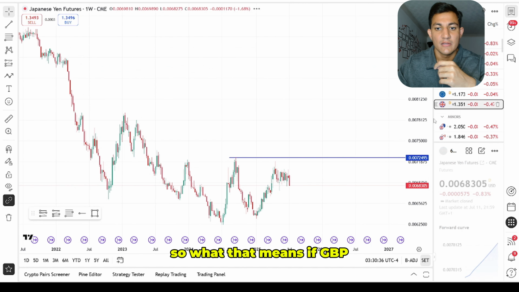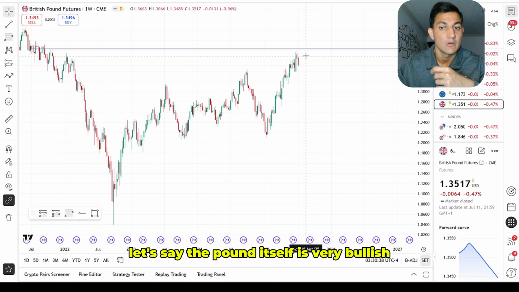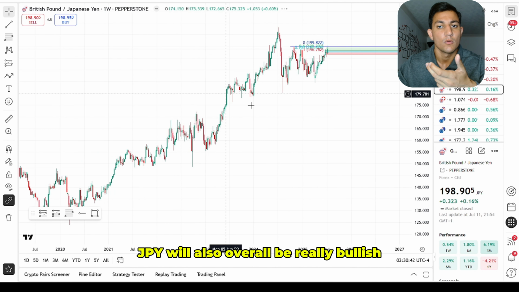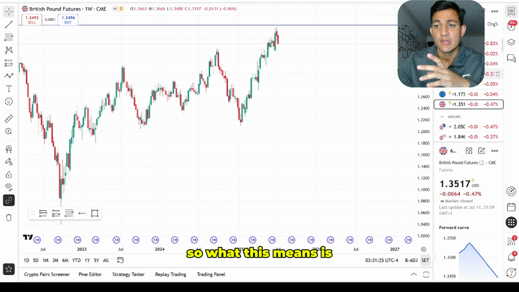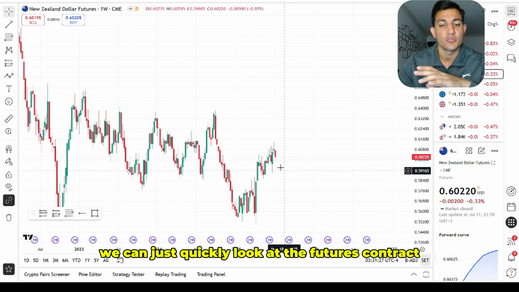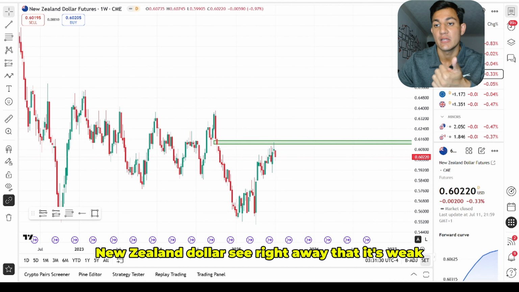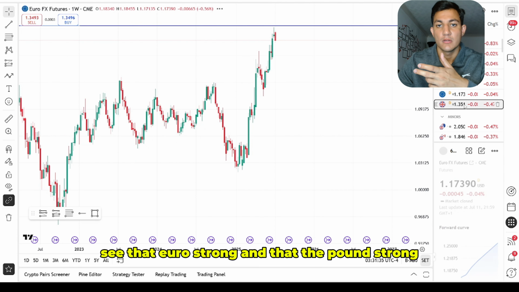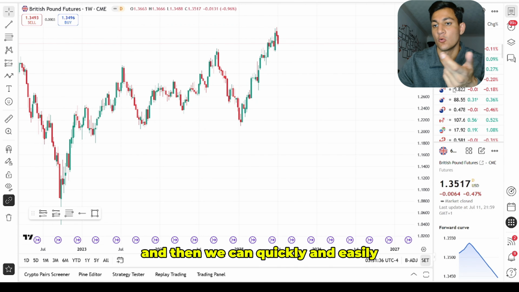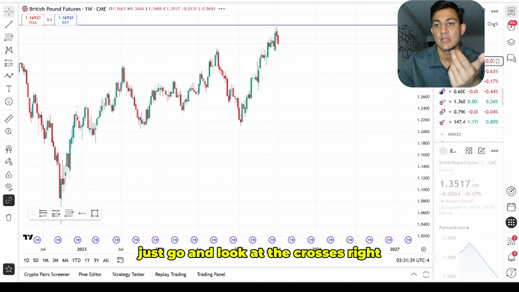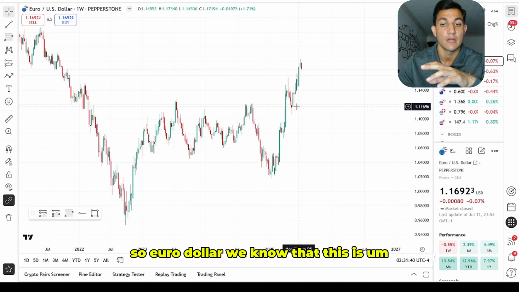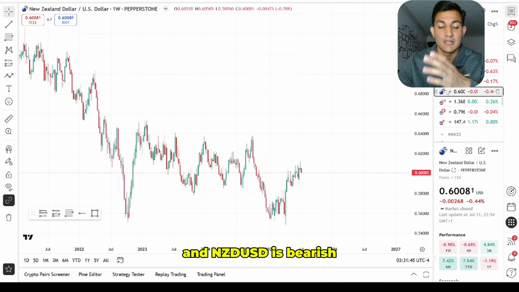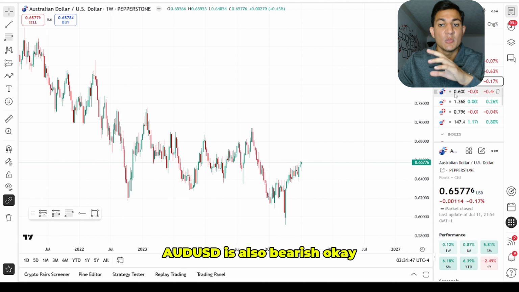So what that means, if GBP, let's say the pound itself is very bullish, it means GBP JPY will also overall be really bullish. So what this means is we can just quickly look at the futures contract, New Zealand dollar, see right away that it's weak, see that the Australian dollar is weak, see that euro is strong, and that the pound is strong. And then we can quickly and easily just go and look at the crosses, right? So EUR USD, we know that this is very bullish. GBP is going to be bullish. NZD USD is bearish. AUD USD is also bearish.